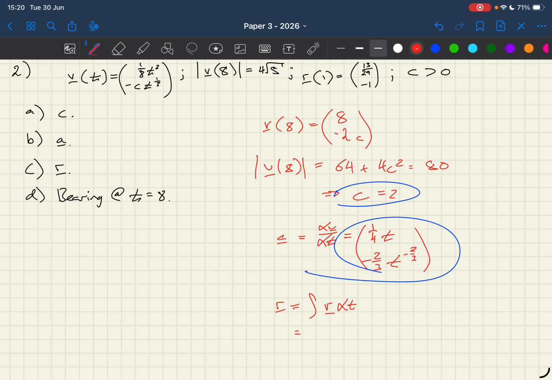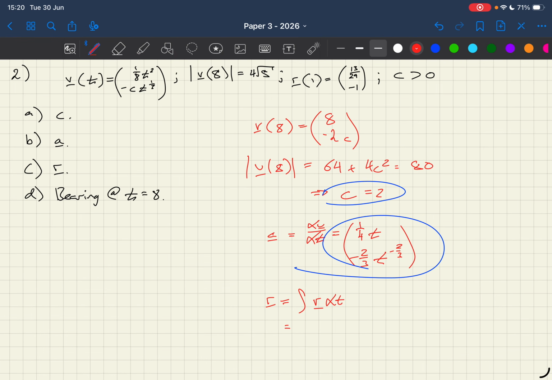So doing that, top row, we're going to raise the power to 3 and then divide by the 3. So we're going to have t cubed and then 1 over 24. On the bottom, raising that power gives us t to the 4/3. So doing 3/4 of minus 2, times that by minus 2, minus 6 on 4. So we're going to have minus 3 on 2 for that bit. This though, we will have some constant of integration.